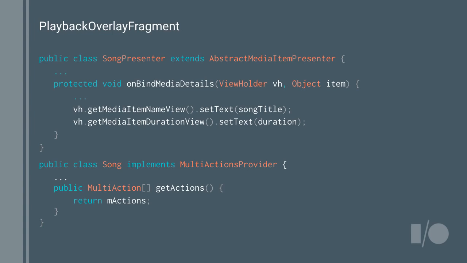To use this feature, your app extends from AbstractMediaItemPresenter, which is responsible for rendering a row. You override onBindMediaDetails. Your media item can be any class. It doesn't need to be a subclass of Row object. So you get the values from your song object and fill that data into the view holder.